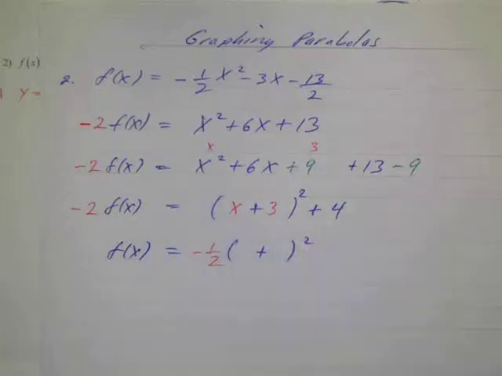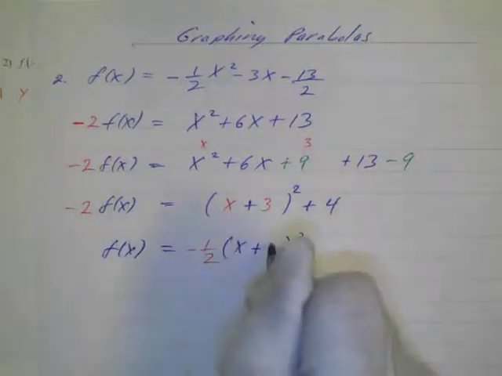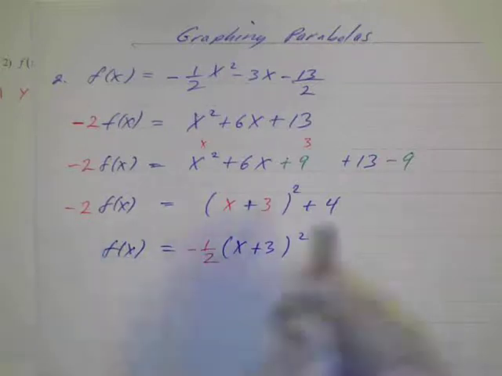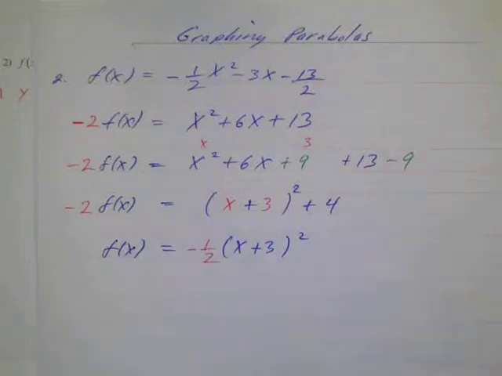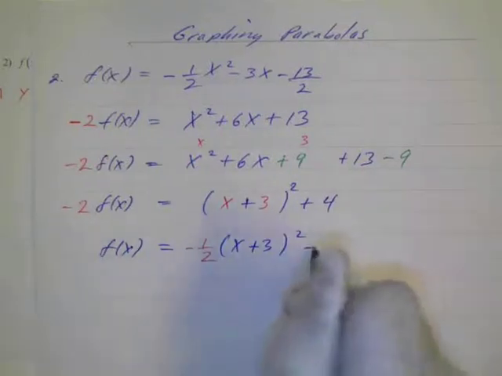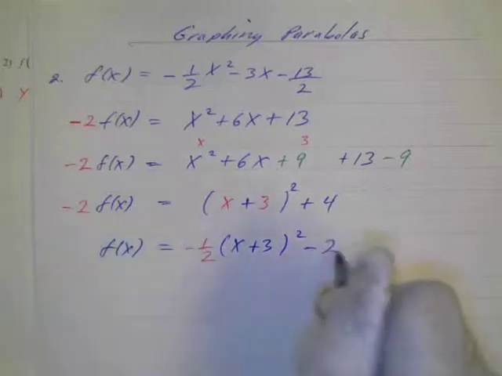X plus 3 squared. And then divide 4 by negative 2. And you get positive divided by a negative is a negative, and 4 divided by 2 is 2. So be careful on that.